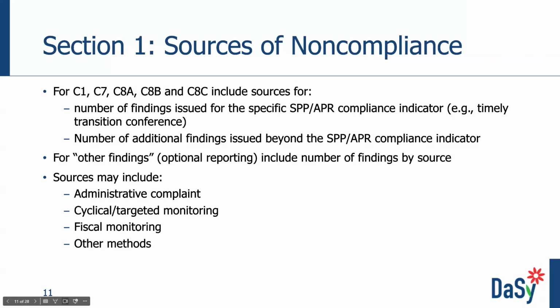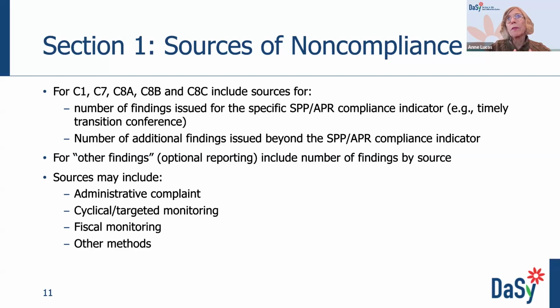Hi, Anne. So would you recommend if we have 2 or 3 different sources of information that we used that resulted in findings, that we list the number by source? Is that what you're saying? So like, for example, I had 3 findings identified through state monitoring. I had 4 that came through dispute resolution, whatever those were. Is that what you're saying? Those different sources? And I would do that, and then, Susan, by the compliance indicator.